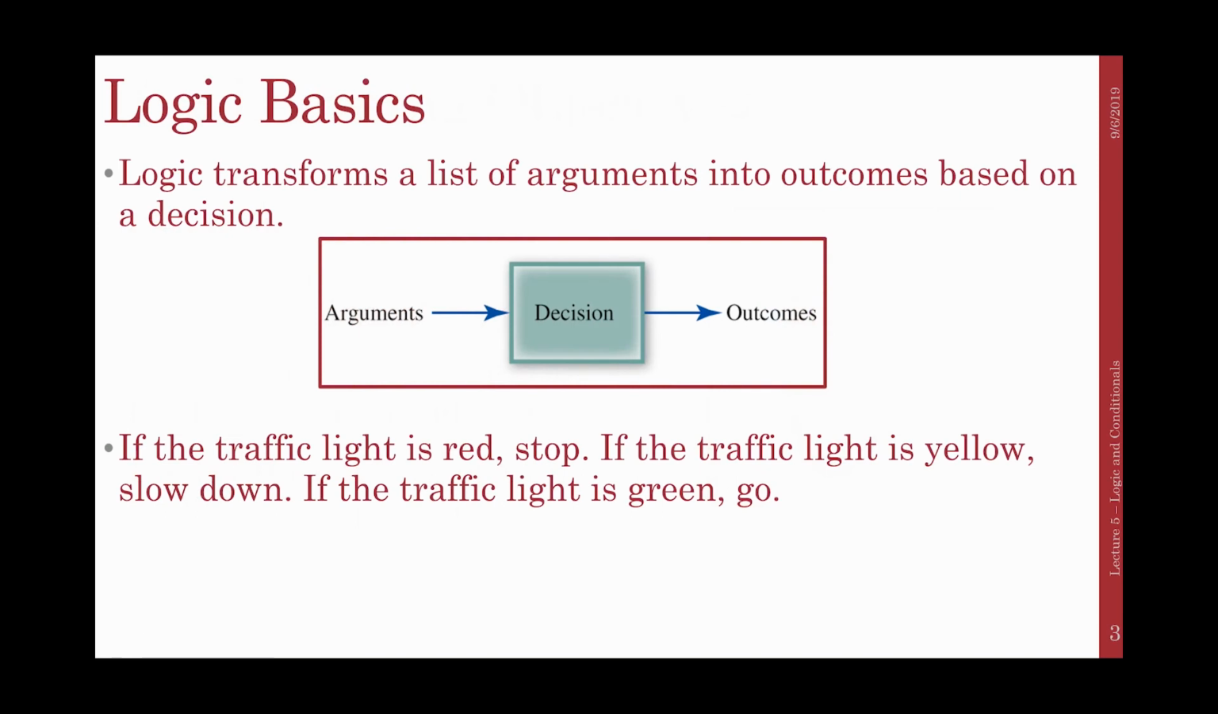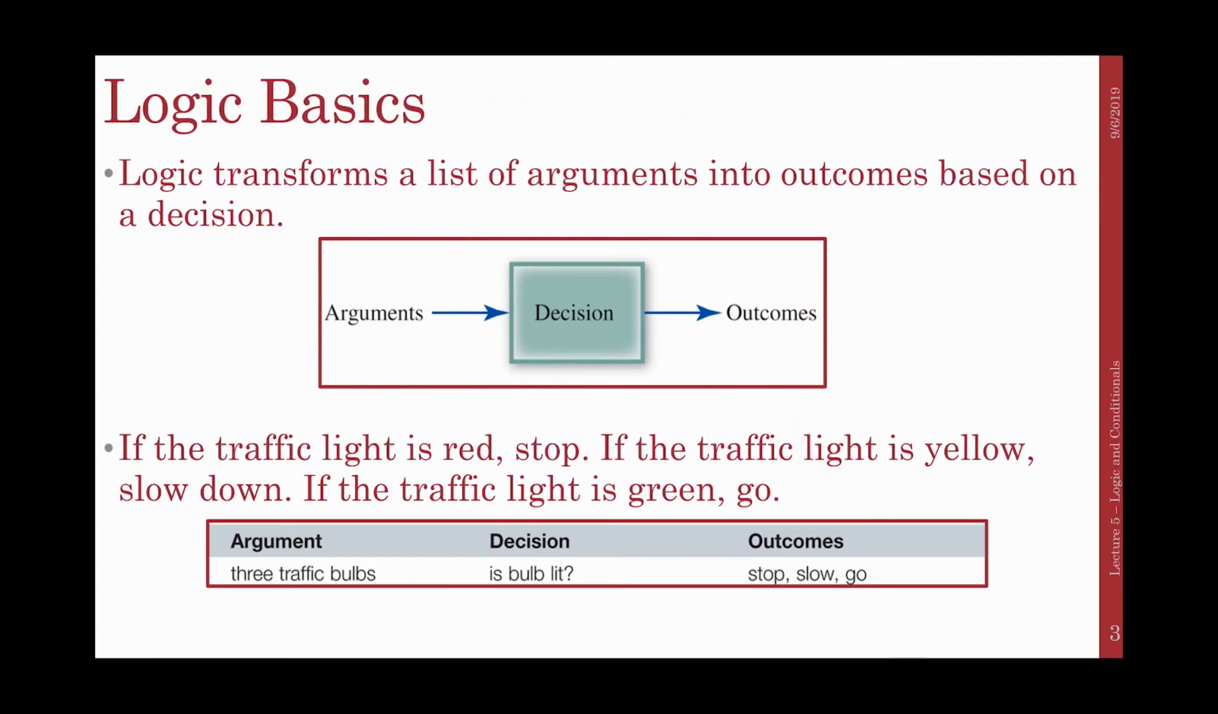So what are some logic basics? Logic transformation is a list of arguments into outcomes based on a decision. For example, if the traffic light is red, stop. If the traffic light is yellow, slow down. If the traffic light is green, go on. In this case, the arguments are the three traffic bulbs, the decision is which bulb is lit, and the outcomes are stop, slow, or go.